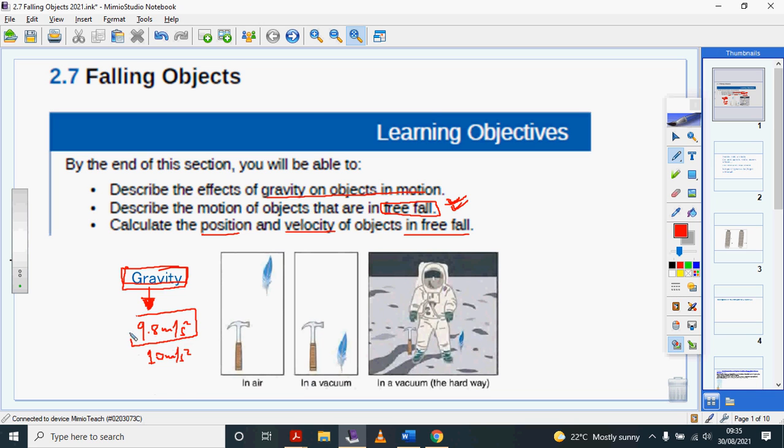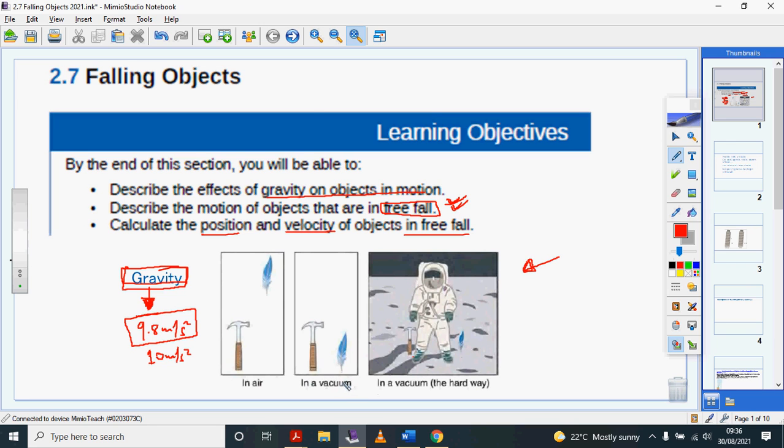Now, there's so many experiments that have been done about gravity, and long ago scientists used to think that the bigger an object was, the faster it fell, because it had bigger mass and therefore bigger inertia. But Galileo later came and proposed something different, and it wasn't tested until astronauts went to the moon and dropped a feather and a hammer.